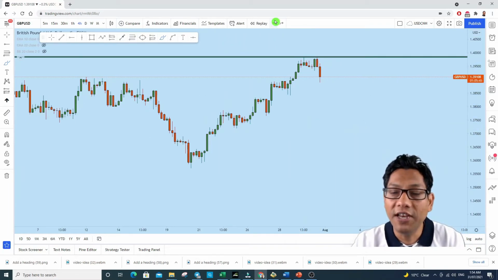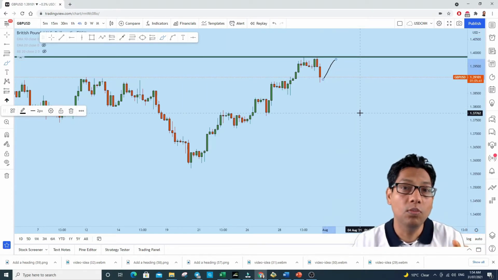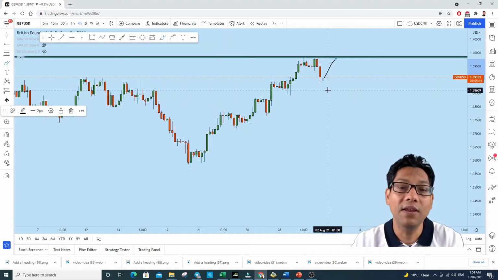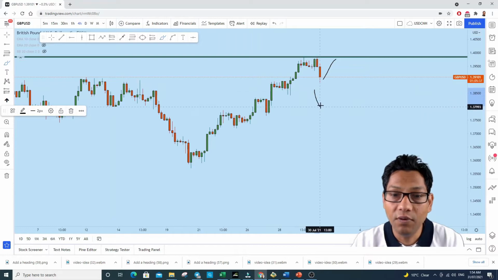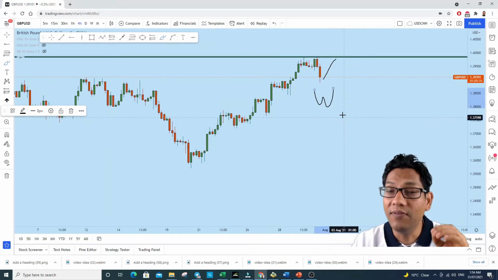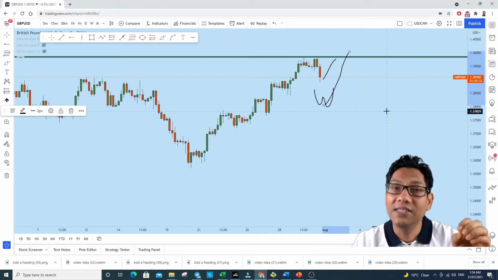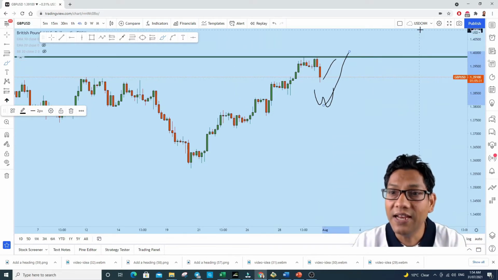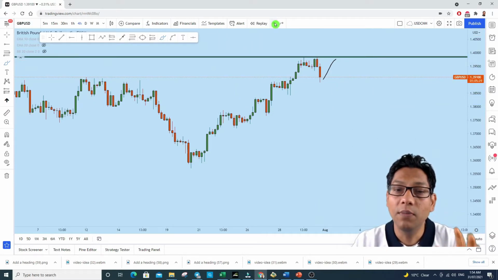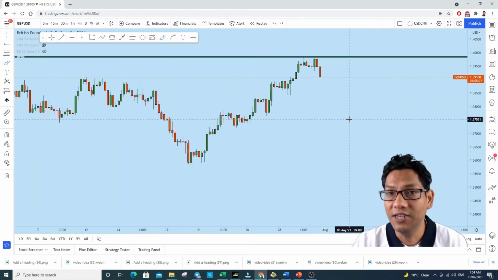And when you are trading, you have to be very careful. You have to wait to see what's happening, or maybe wait for a double bottom or reversal pattern to break this significant level. And that is what you need to understand very, very carefully.